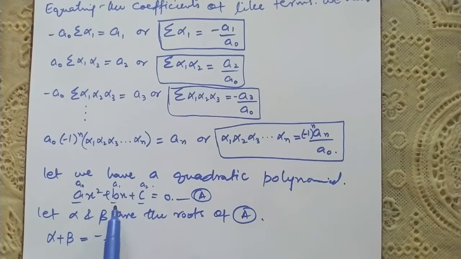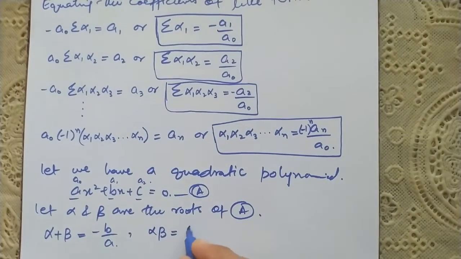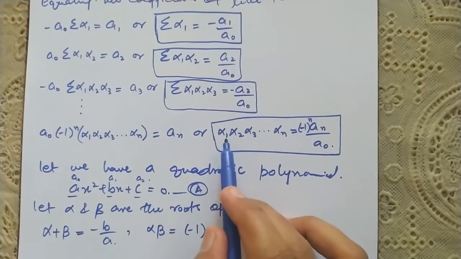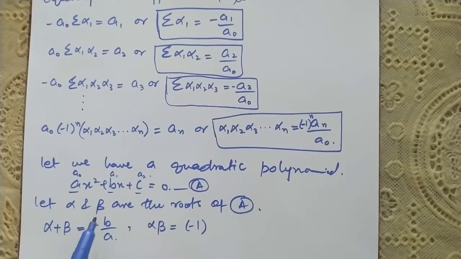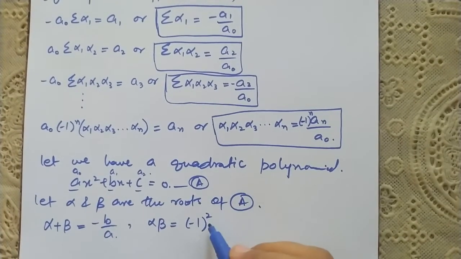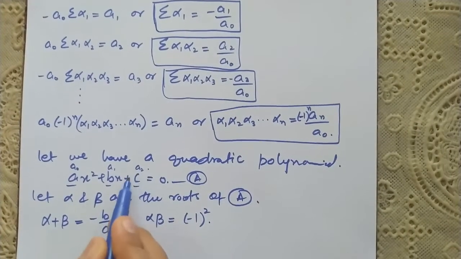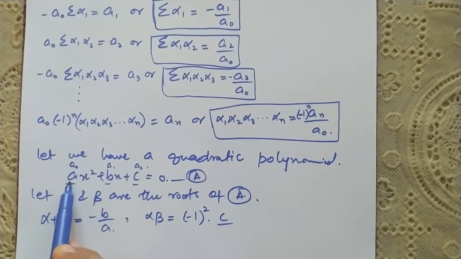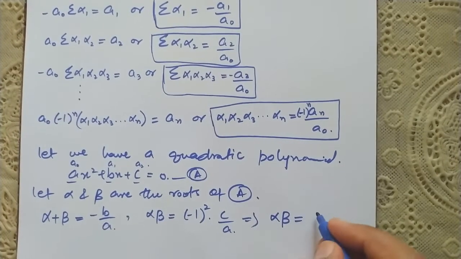Right, and the product of the roots, alpha beta, is equal to minus 1 power n. In this equation only the sum of the roots and the product of the roots are involved. And what is n? n is equal to 2 here, because it is a quadratic equation. So write 2 instead of n: minus 1 power n times a n. What is a n? Here a n denotes a2, so c upon a naught. What is a naught? Here a naught is equal to a, so c upon a. It means that alpha beta, the product of the roots, is equal to c upon a.